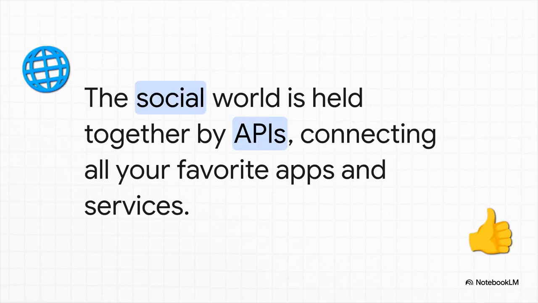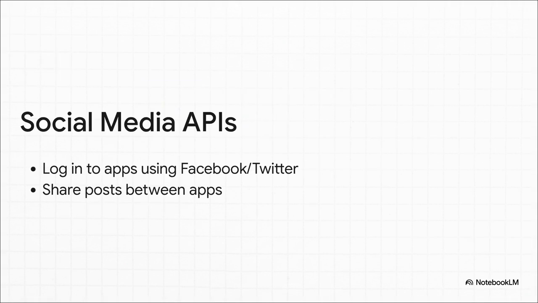And then, of course, you have the huge, interconnected web of social media. The glue holding it all together? You guessed it, APIs. You ever see those "login with Google" or "sign in with Facebook" buttons? That's an API in action. It's your app sending a request to Facebook's server asking, hey, is this person legit? And Facebook's API sends a response back saying, yep, they're good to go. It's way faster for you and a whole lot easier for the developer.